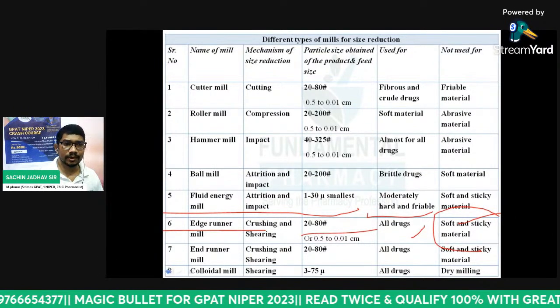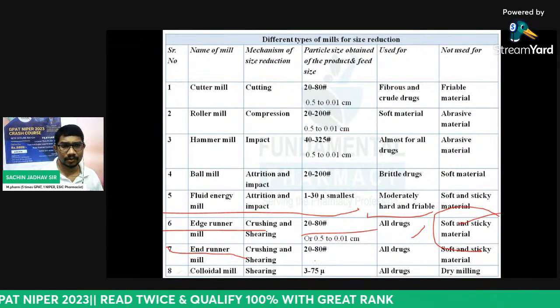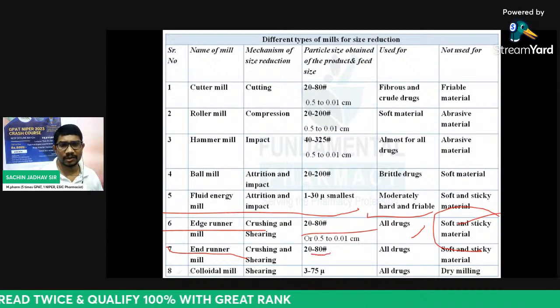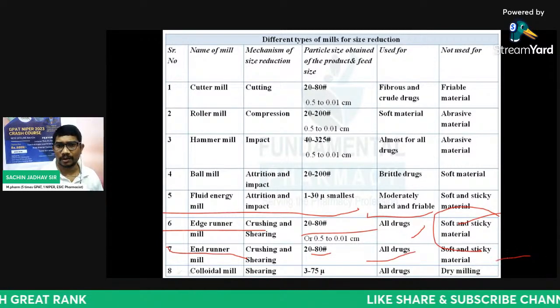Next mill होता है end runner mill. Mechanism is nothing but the crushing and shearing. So 20 to 80 mesh particle size of it. It is used for all kind of drug, not used for soft and sticky material.